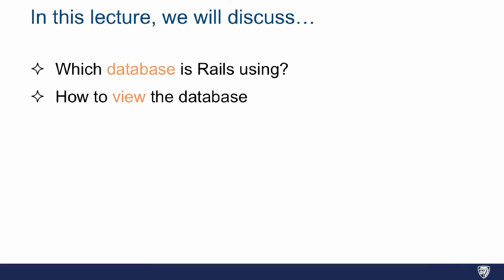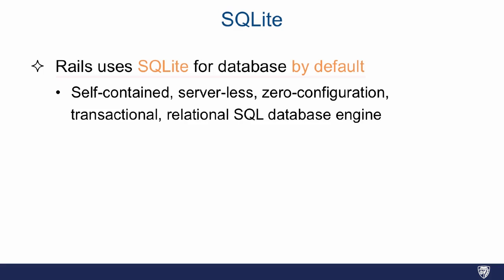In the previous lecture, we started generating our application, the fancy cars application, and we're using the scaffolding command to put stuff into the database. But which database is Rails using? And how do you view the contents of that database? So Rails by default uses SQLite as its database engine.